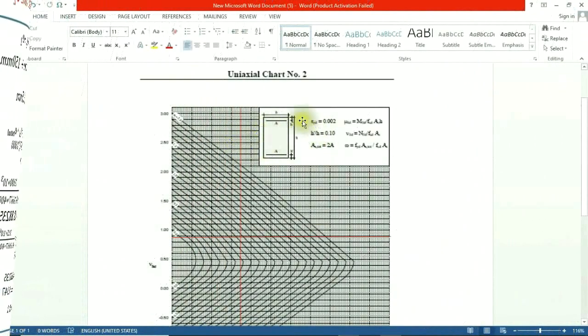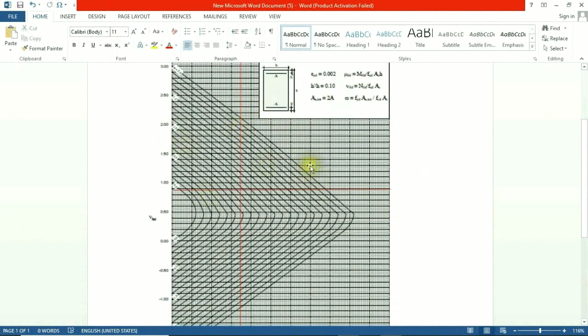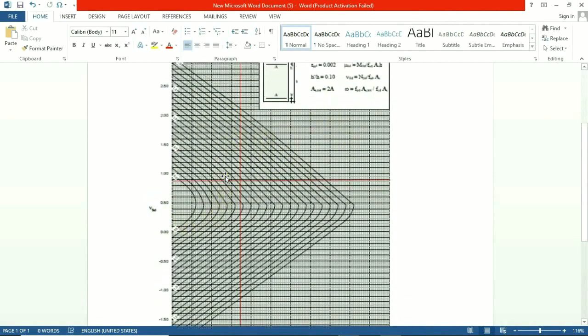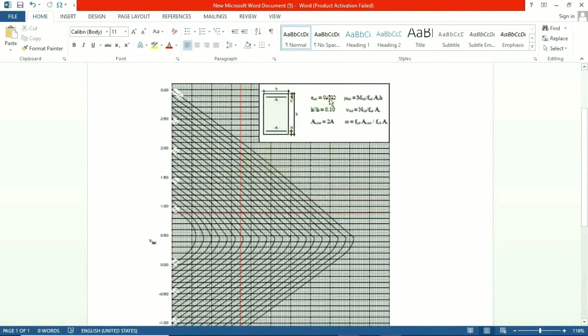It is design chart for column. The column design chart may be uniaxial or biaxial. It is for uniaxial since it is in 2 row, not surrounded in 4 row. So the first step to determine mechanical stress ratio is determine h prime over h or d prime over d. In our case, almost 0.1, so we select this design chart. EY is equal to 0.002, AS total is equal to 2A because into row mu SD and VSD.